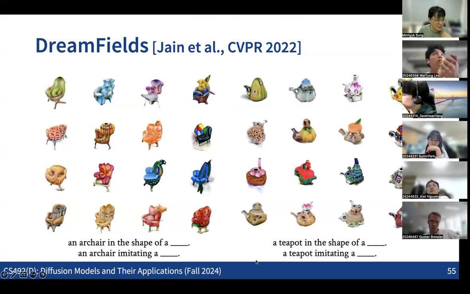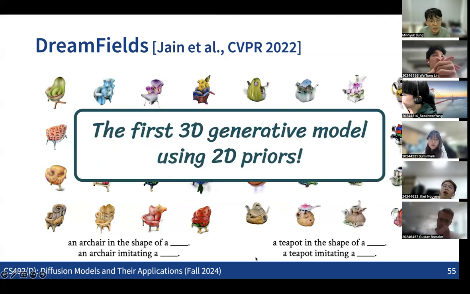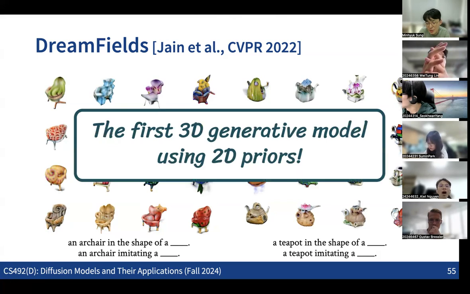And this was the first example of making 3D generated models without having any 3D information, but only using 2D information. So we only use the text-image foundation model to do some kind of 3D generation, right? So this was some background in terms of doing 3D generation using 2D priors.